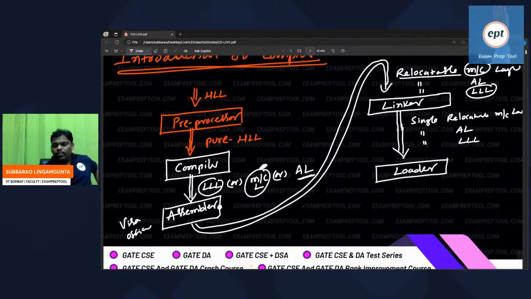Before assembler, low level language. After assembler, relocatable low level language. Before assembler, machine language. After assembler, relocatable machine language. Before assembler, assembly language. After assembler, relocatable assembly language.